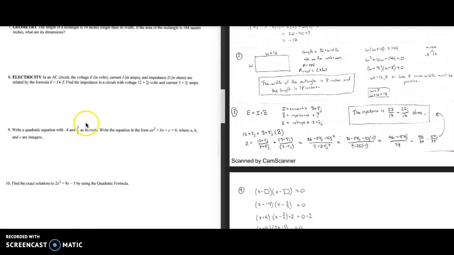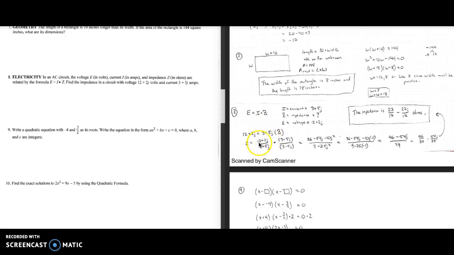Number 8. In an AC circuit, the voltage E, the current I, and the impedance Z are related by the formula E equals I times Z. Find the impedance in a circuit with a voltage 12 plus 2J volts and a current 3 plus 5J amps. So I'm finding impedance. Impedance is Z. That means I need to get Z by itself in the equation. To do that, I'm going to have to divide both sides by the I, the current, 3 plus 5J.